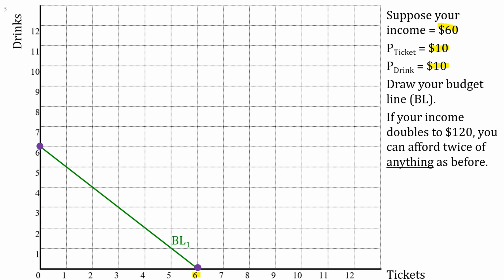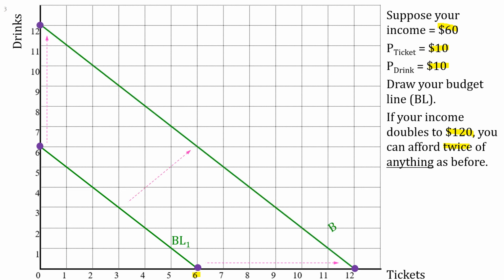Now, if your income doubles, so from 60 it doubles to 120, right? What's going to happen? If you have twice as much income, assuming that everything else is constant, everything else is equal, so the prices don't change, only your income goes up, then you can afford twice of anything as before. So instead of 6 units of tickets, you can buy 12 units, and instead of 6 drinks, you can buy 12. All right, so you can connect those points and you get a new budget line, which is further out, which means you're more able, you can achieve more things now.